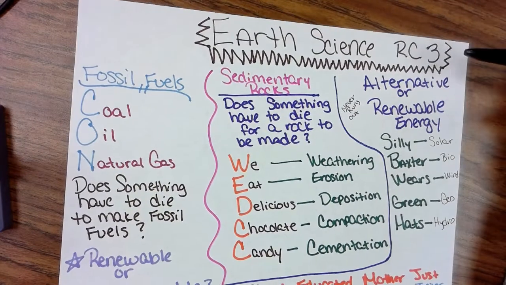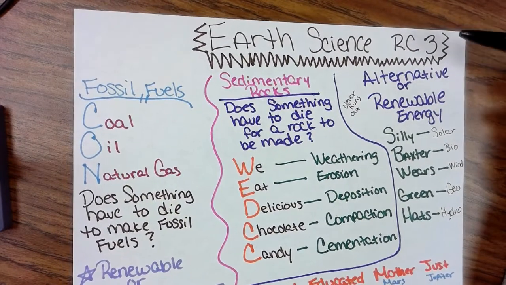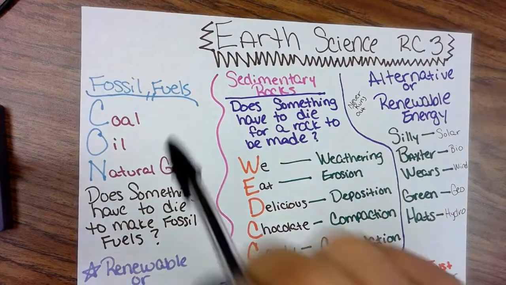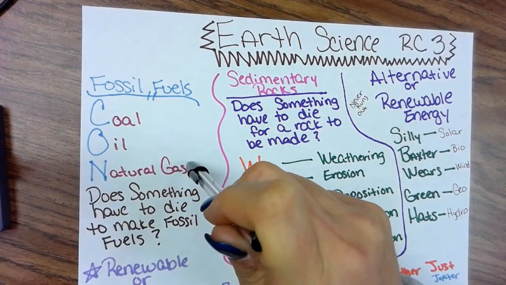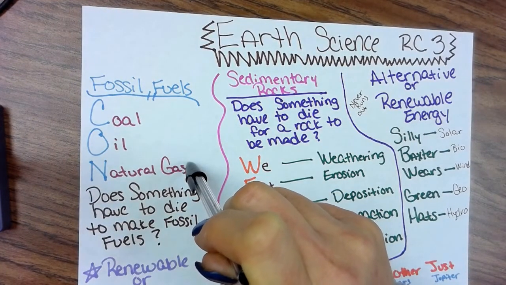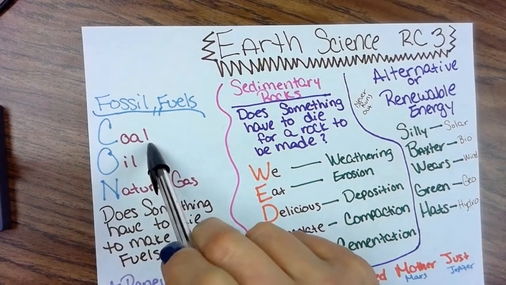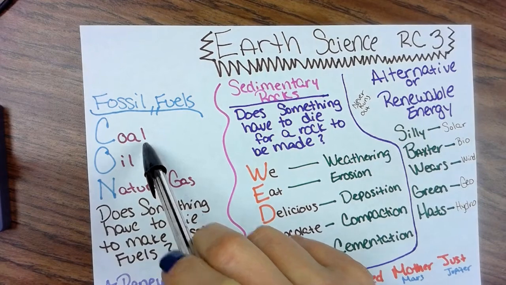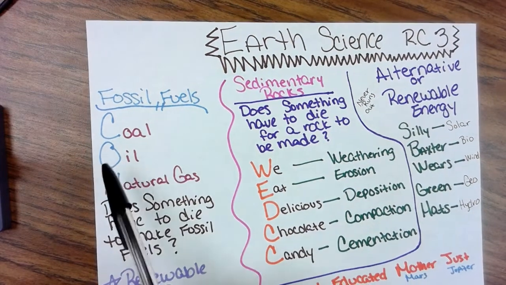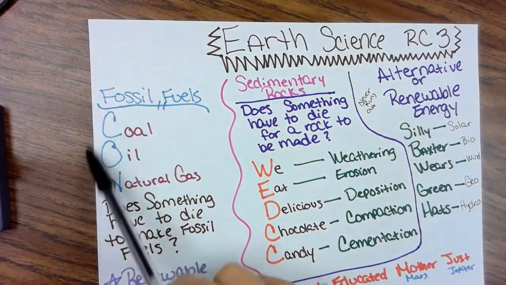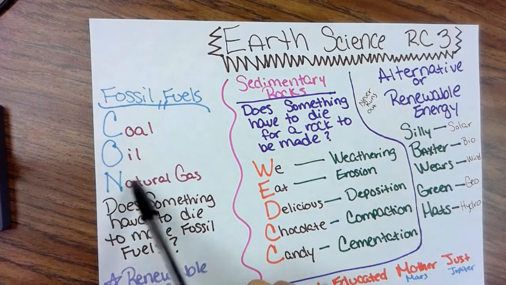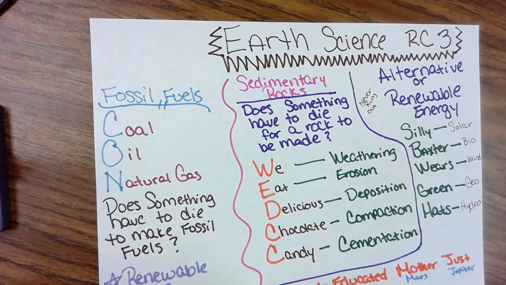All right, next. Moving on to reporting category 3, Earth Science. Fossil fuels. Fossil fuels are non-renewable. Oops, I just gave you that answer. All right, how many fossil fuels are there? 3. And how do we remember them? Because coal, oil, natural gas. Those are your 3 fossil fuels.